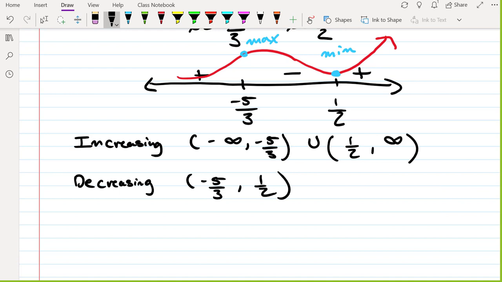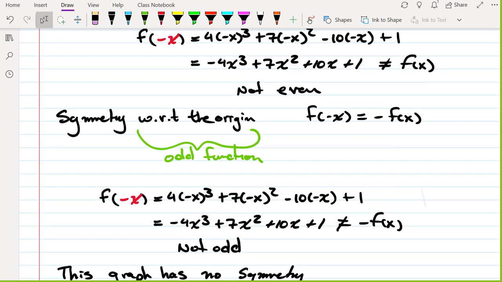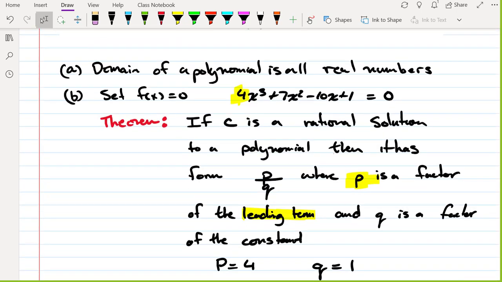And the next one is to find all local maxes and local mins, and we actually just did that. So we have, or at least the inputs, our local max is going to be at x equals negative 5/3, but then we need to find the corresponding y value, and that is going to be f of negative 5/3. So we need to plug negative 5/3 back into the original function. That was the original f all the way back at the beginning, right?